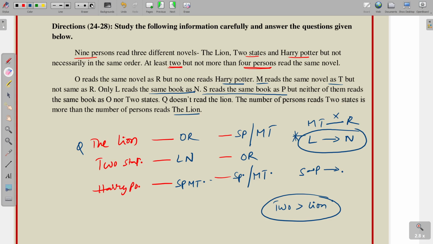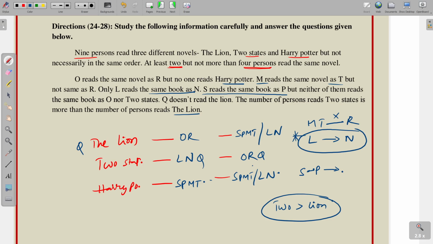సో సెకండ్ పాసిబిలిటీలో కూడా, SPMT or L and N. ఓకే, సో either L and N అయినా ఉండొచ్చు, SPMT ఎవరైనా ఉండొచ్చు. నెక్స్ట్ పాయింట్ ఏంటి? Q doesn't read the Lion. Maybe Q is placing here. సో Q ఇక్కడ మాత్రమే మనం ప్లేస్ చేసుకోవచ్చు, ఇక్కడ కూడా Qని ప్లేస్ చేసుకోవచ్చు.